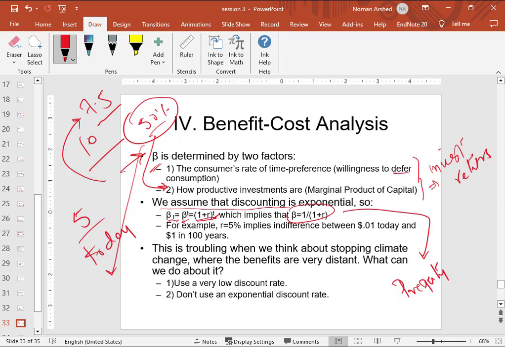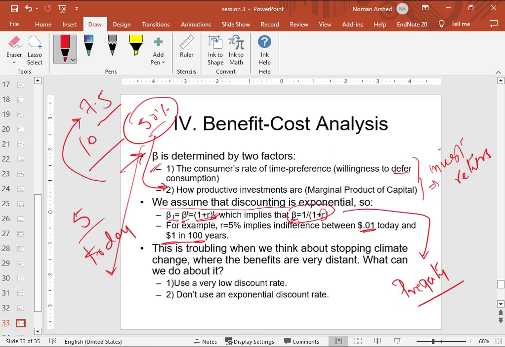We know that if a discount rate, if a bond is giving us returns to till infinite time periods, then we convert that bond into this. Okay, अगर किसी term की power infinite हो, so it can be converted into this. So mathematically, the discount factor is equal to 1 over 1 minus interest rate or discount rate. For example, R is 5%, implies that even difference between $0.01 today versus $1 in 100 years.